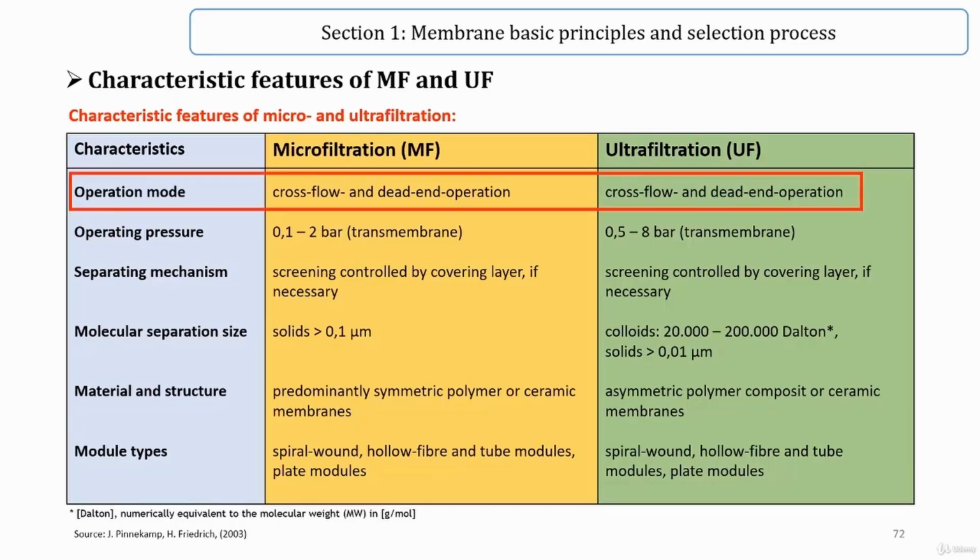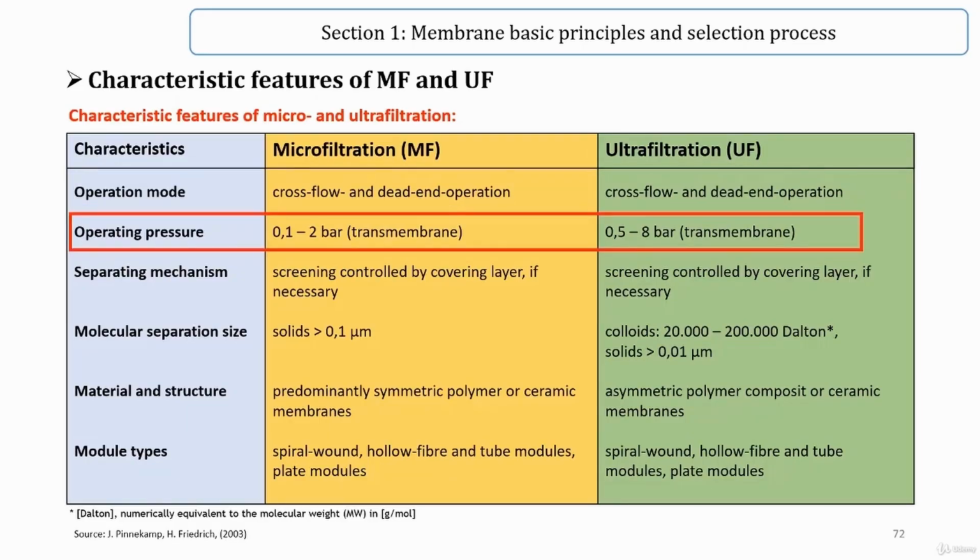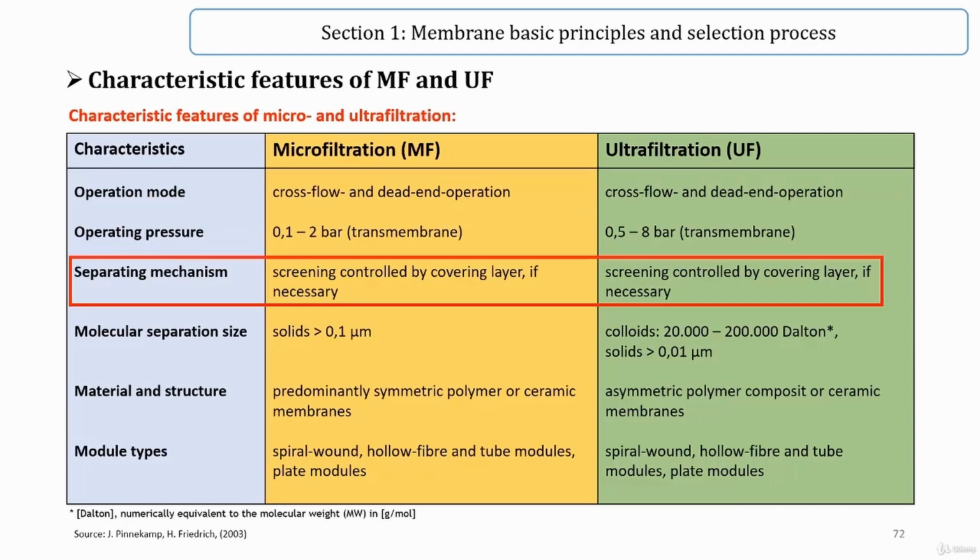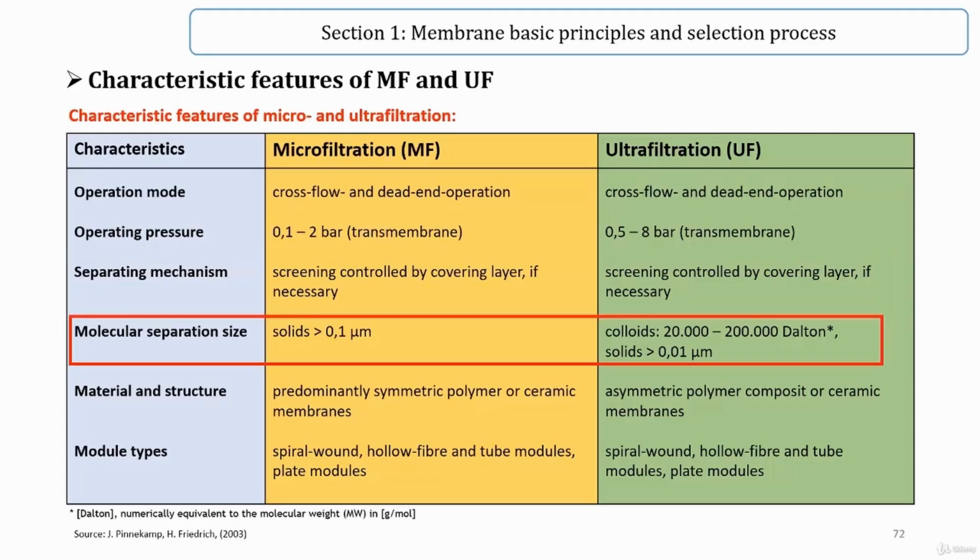As you can see, microfiltration and ultrafiltration operate in both cross-flow and dead-end mode. The operation pressure for microfiltration is less than 2 bar, but ultrafiltration can operate at less than 8 bar. The separation mechanism for both is screening with a difference in separation size. The solids larger than 0.1 micrometer can be removed using microfiltration, and the solids larger than 0.01 micrometer can be removed using ultrafiltration.